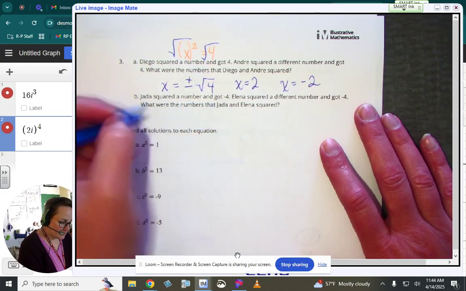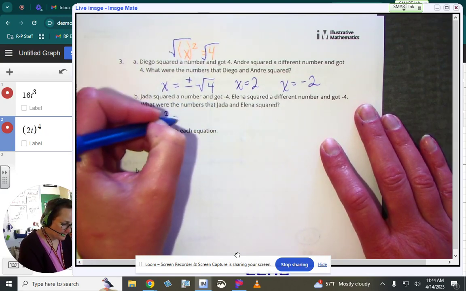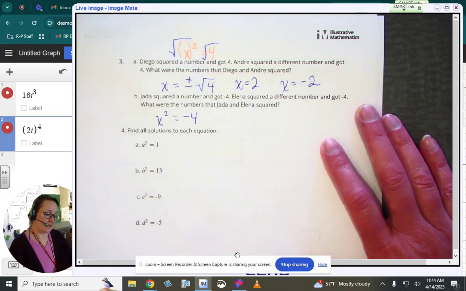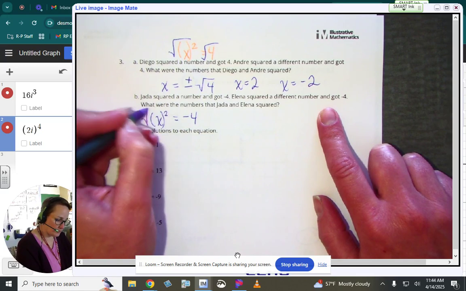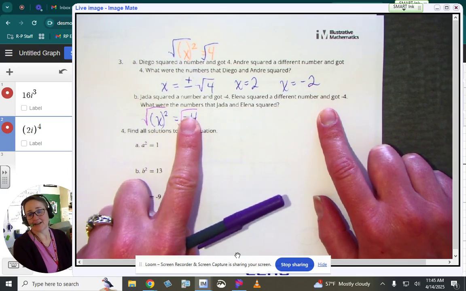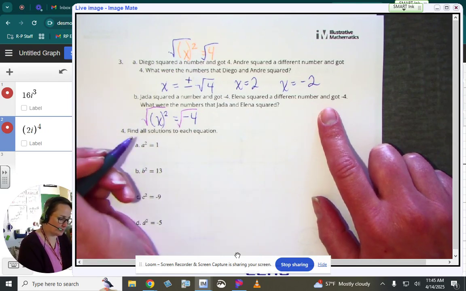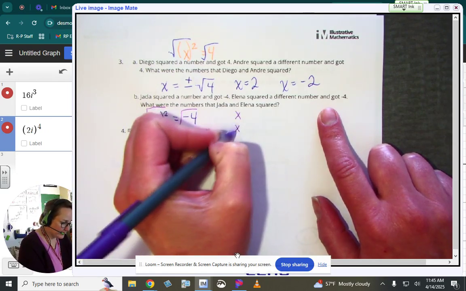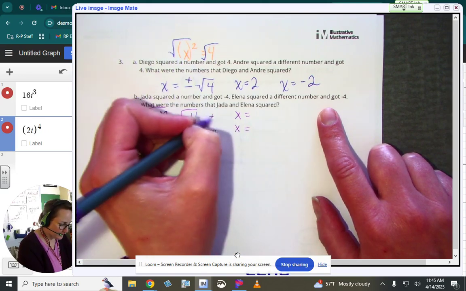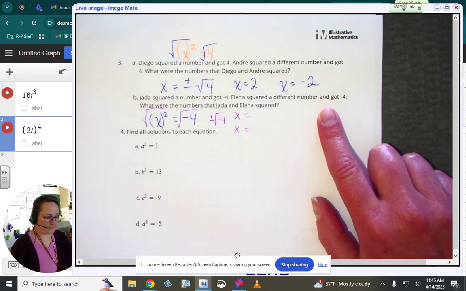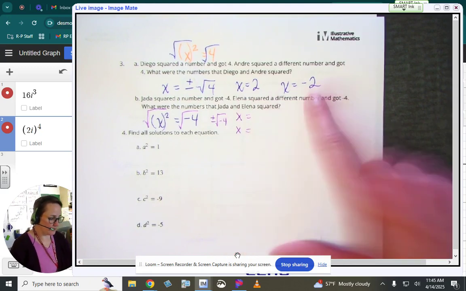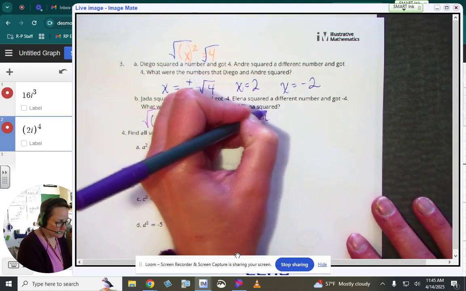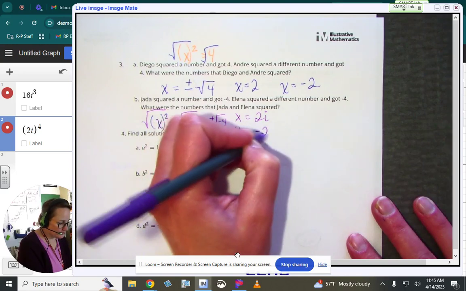Jada squared a number and got negative 4. Elena squared a different number and got negative 4. So I'm going to think about this now. What numbers are we looking at here? And so when I square root a negative, that negative is under the radical. I still need to think about a positive and a negative square root of -4. And a square root of a negative is always going to be i. Square root of 4 is still 2 and -2. So one of them used 2i and the other one used a -2i.